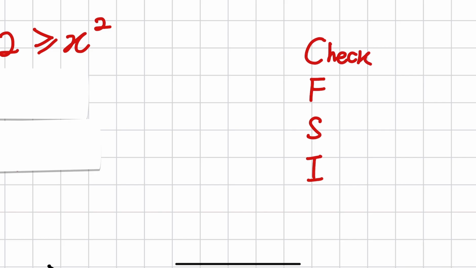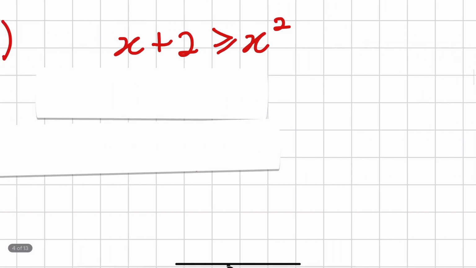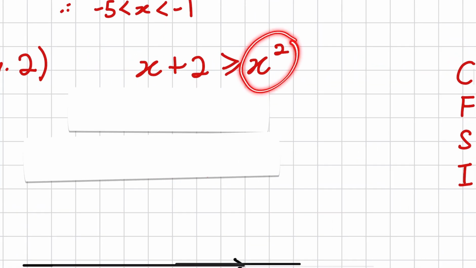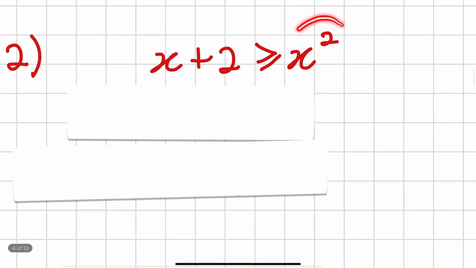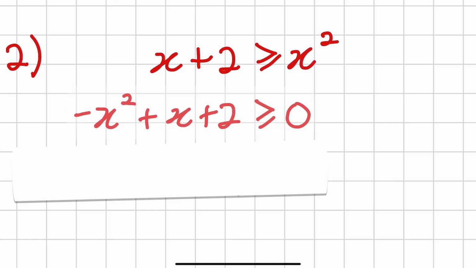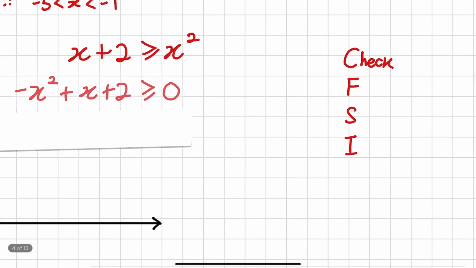C stands for check. Check that the right hand side is equal to 0. Currently it is not, so I must subtract x squared from both sides of this inequality. I will get negative x squared plus x plus 2 greater than or equal to 0. So that's step 1 done.